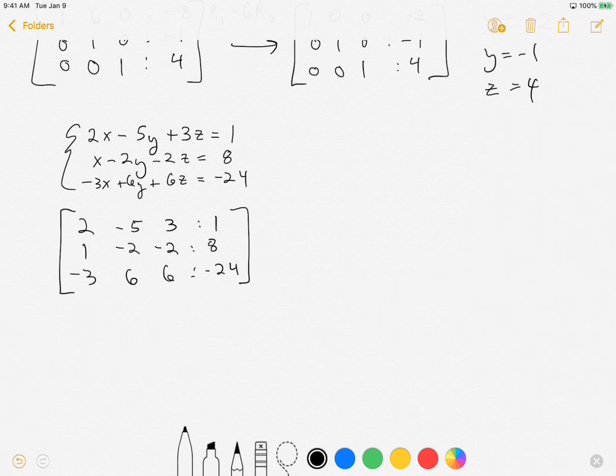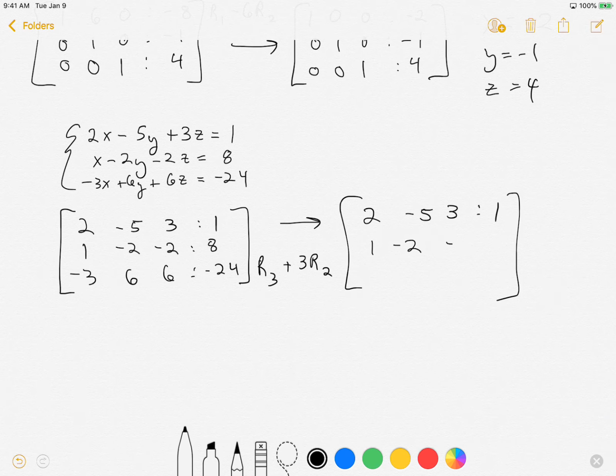Okay, so right here, if I were to try to eliminate that negative 3 on the last row, I could do row 3 plus 3 times row 2. If I do that, top row stays the same. Second row, I'm not doing anything with it. But the last row, I get negative 3 plus 3, which is 0. 6 plus negative 6 is 0. 6 plus negative 6 is 0. Negative 24 plus 24 is 0. So that whole last row, I end up with 0 equals 0.